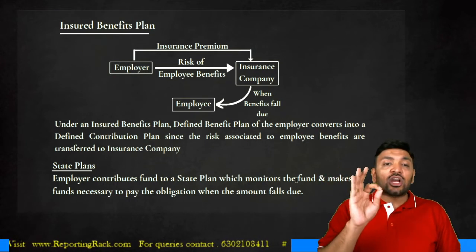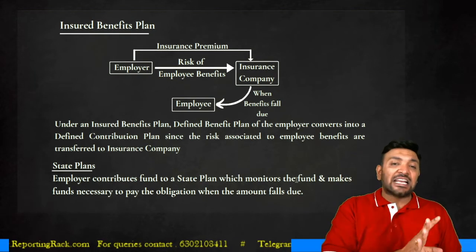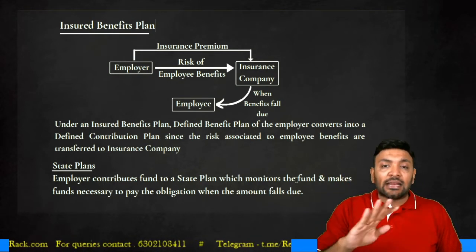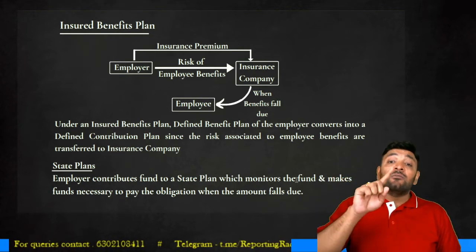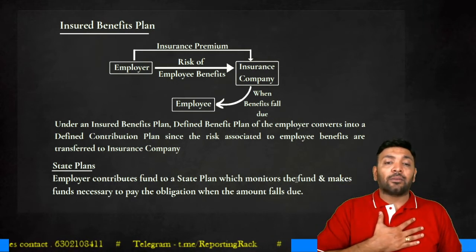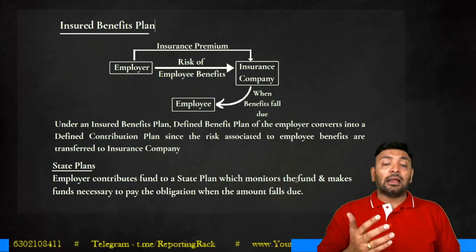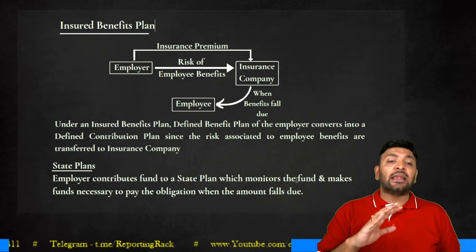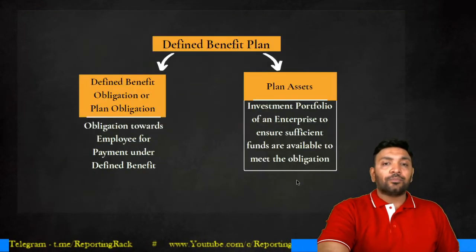Therefore, only the insurance premium paid to the insurance company will be recognized as an expense in the P&L. No other provision is required to be created. All those provisions required for employee benefits will be created by the insurance company, no longer by the employer. Under a state plan, the employer contributes to a state plan, which monitors the fund and makes funds available necessary to pay the obligation when the amount falls due. Clear?